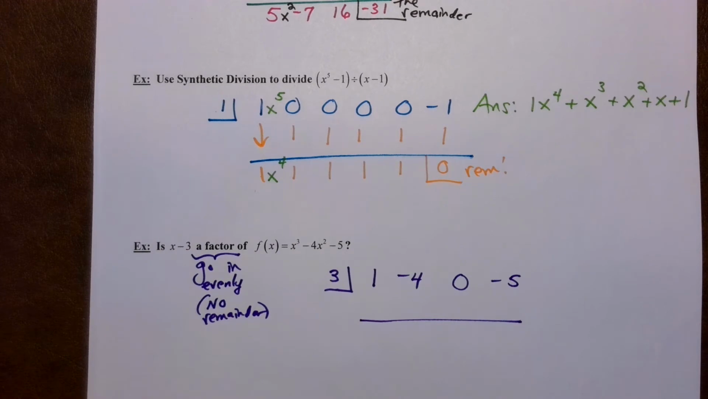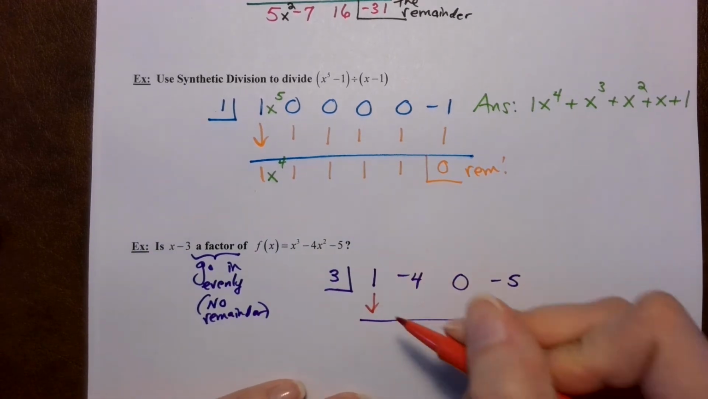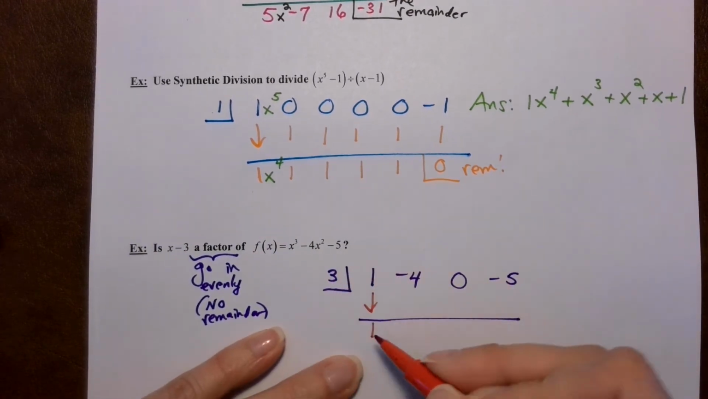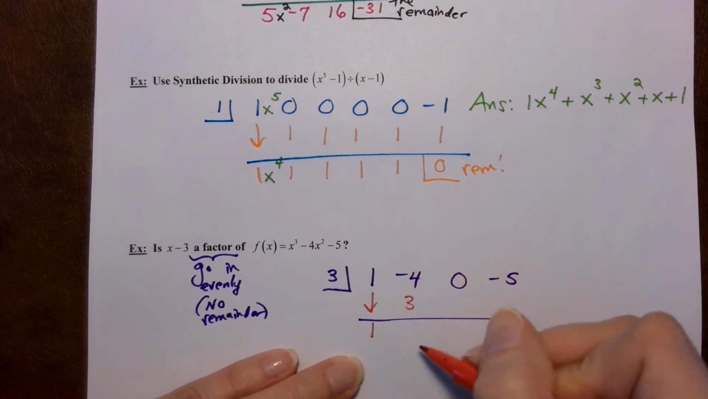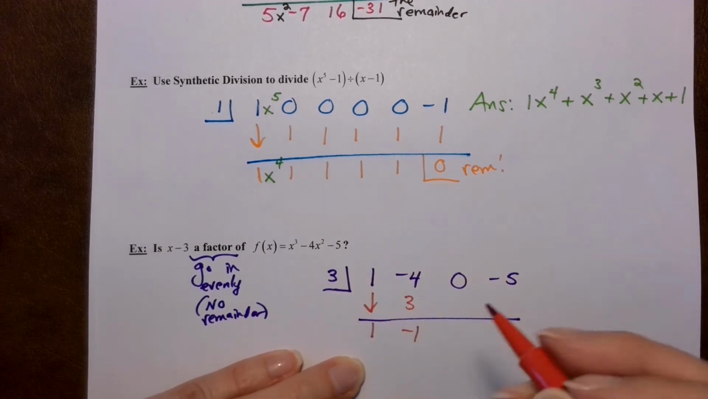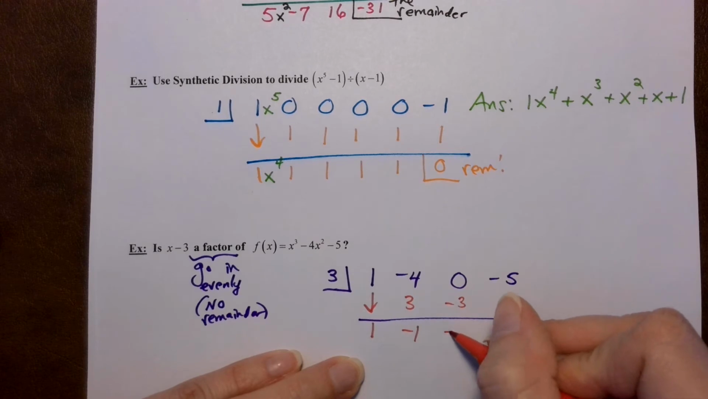All right, step 1, we're going to drop it down. 1, 3 times 1 is 3. Add them together, negative 1. Multiply, negative 3.